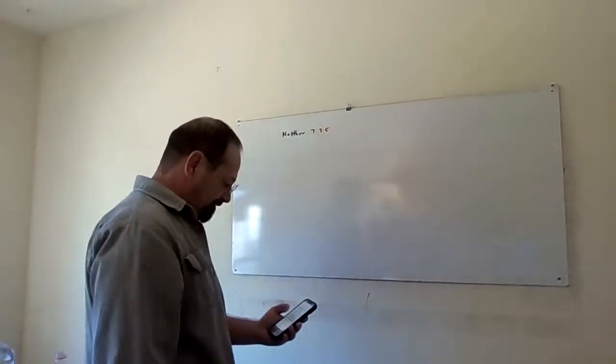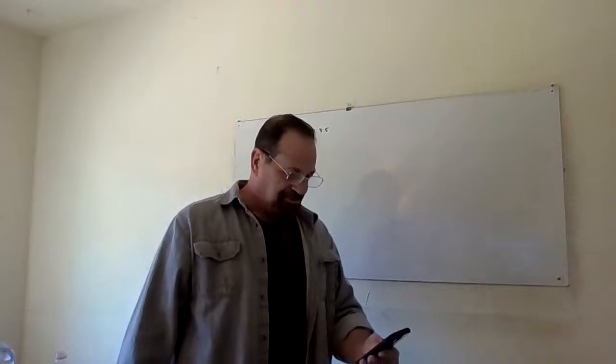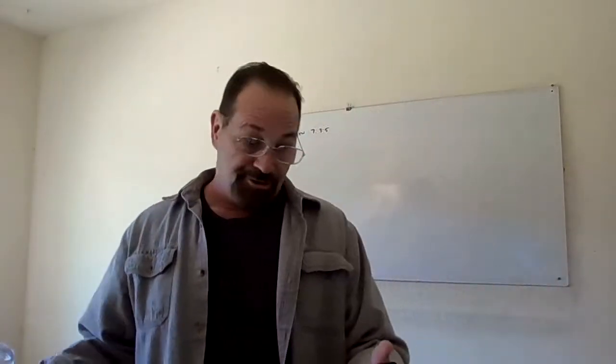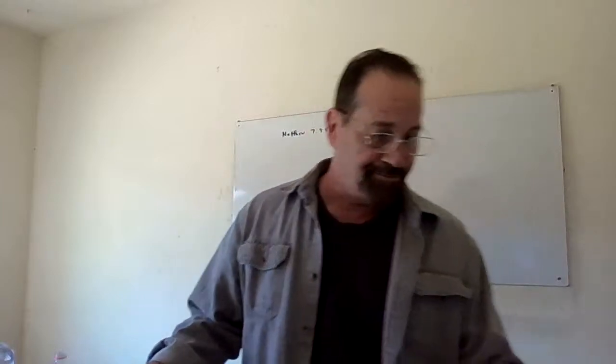Okay, Matthew 7:3-5 tells us, why do you see the speck in your neighbor's eye? I prefer to say your brother's eye even. But do not notice the log in your own eye. Or how can you say to your neighbor, let me take the speck out of your eye while the log is in your own eye? You hypocrites. First, you must take the log out of your own eye, and then you will see clearly to take the speck out of your neighbor's eye.